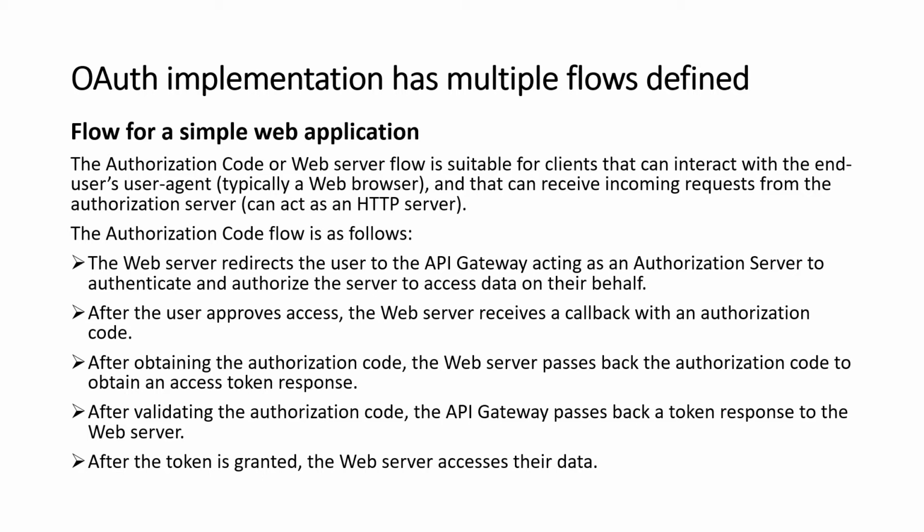The authorization code or web server flow is suitable for clients that can interact with end user agents like a web browser. When the end user is communicating using the web browser, the client web application interacts with that, and this flow is for that web application. It can receive incoming requests from the authorization servers and can act as an HTTP server. So it stands as an HTTP server between your user, the authorization server, and the resources. That is the flow we are going to do today.